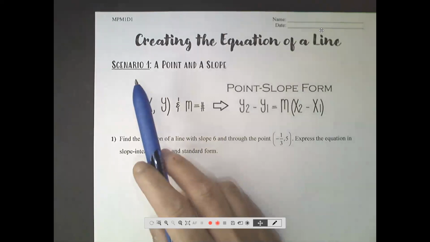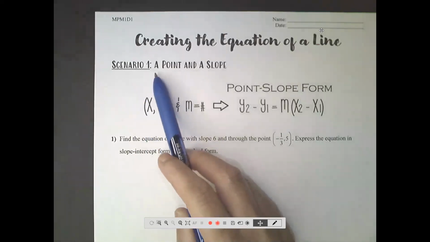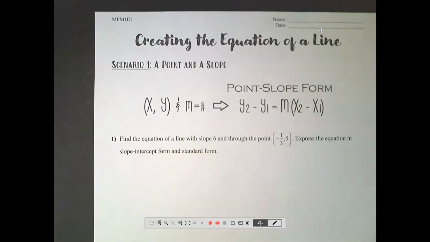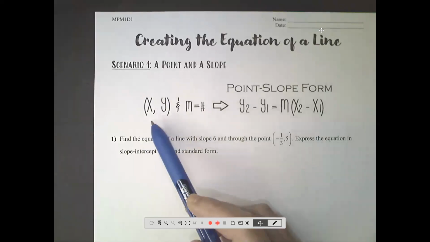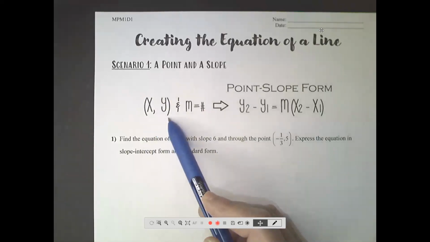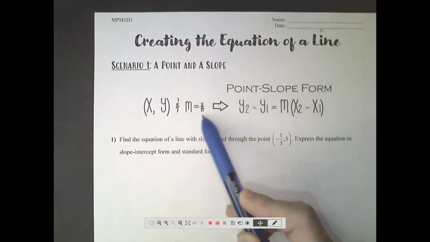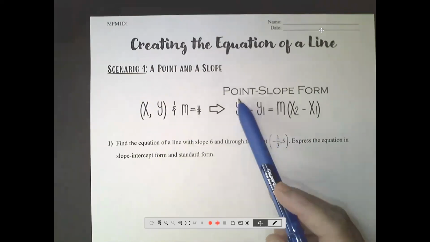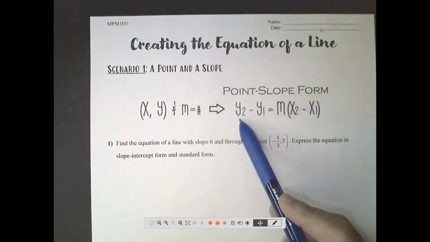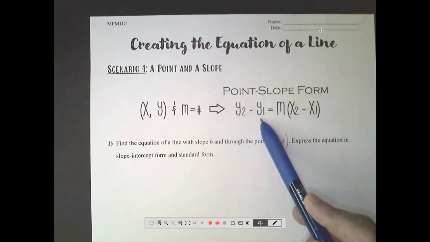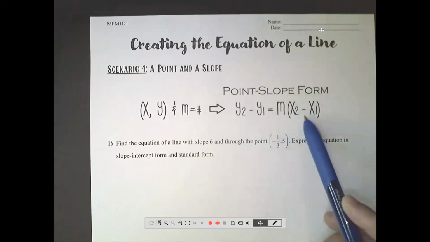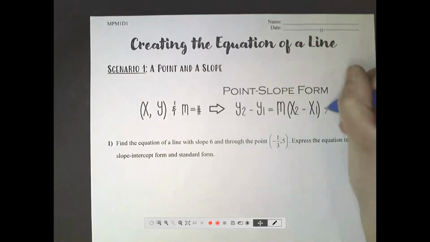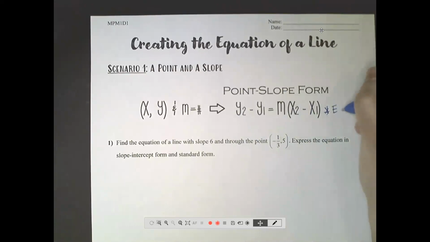And so scenario number one is when you've been given a point and a slope. So here is a general equation. Let's say you have some sort of point, x, y, and you have a slope, which is some number, but we're just going to refer to it as m. When you have a point and a slope, you can put that information into something called the point-slope form, which is y2 minus y1 is equal to m(x2 minus x1). And this equation is very, very important whenever you're trying to find the equation of a line.